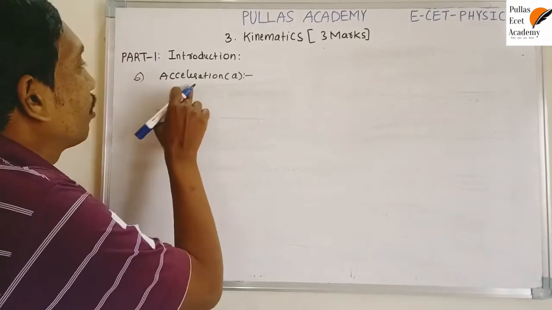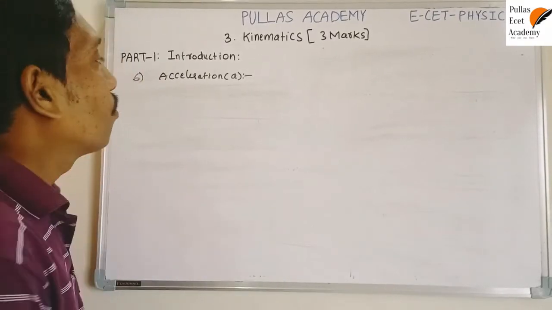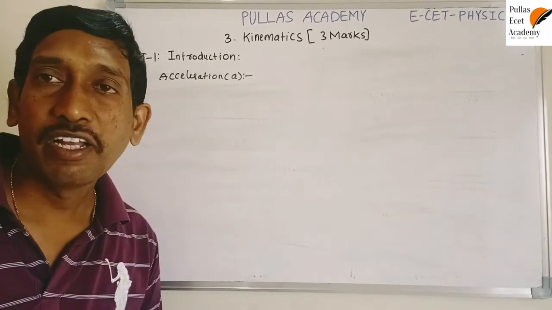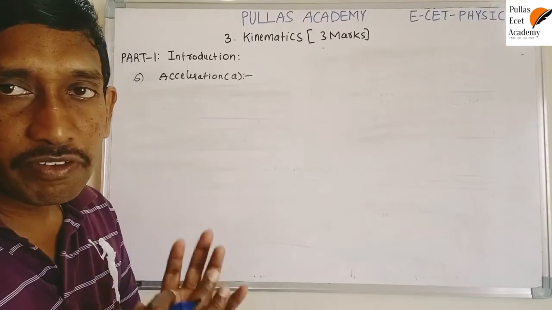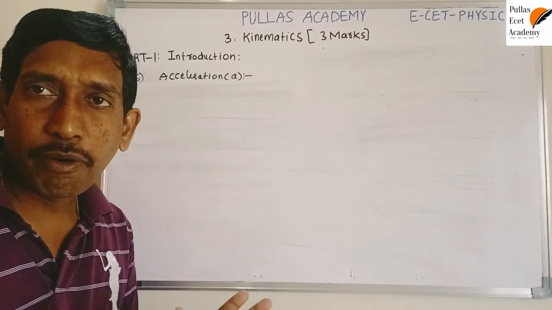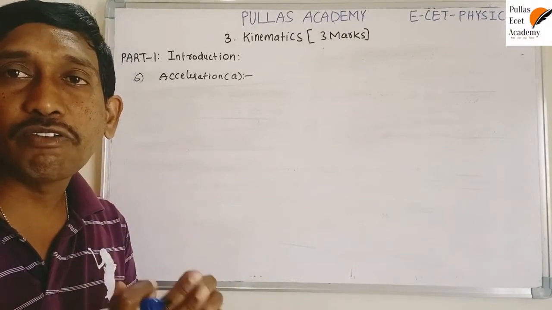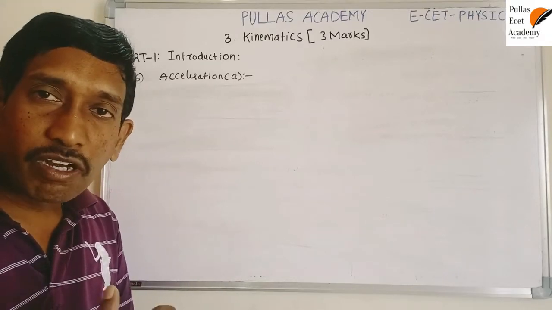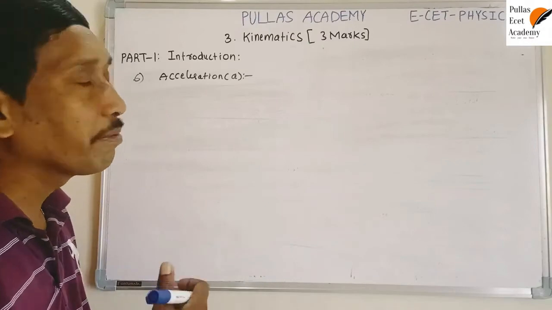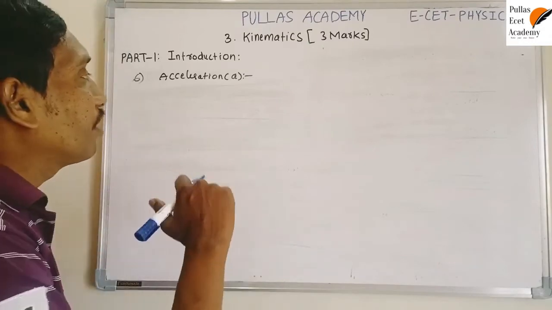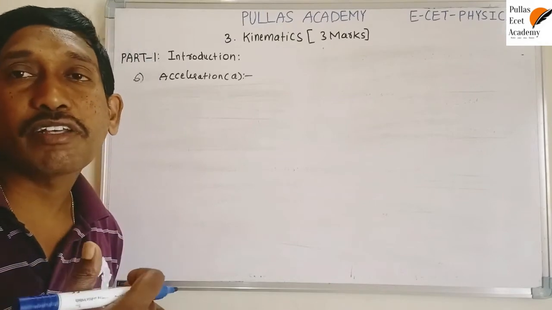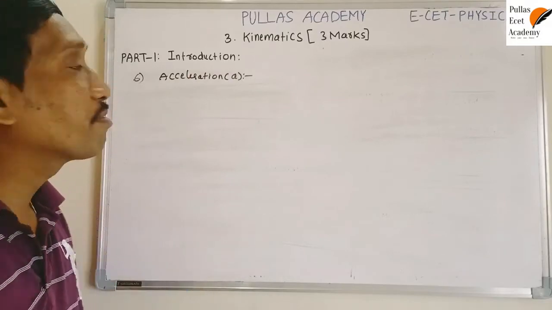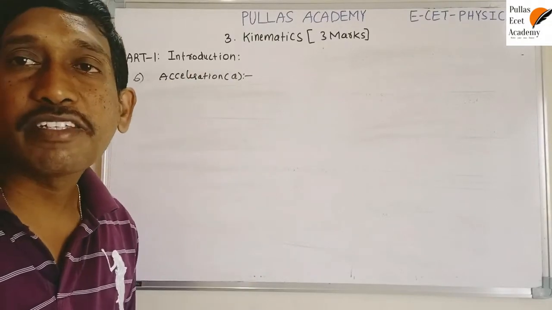Now we are going to discuss one more introduction point, that is acceleration. What is acceleration? Listen to me. If an object is in non-uniform motion, we define acceleration. Do you know the difference between uniform and non-uniform motion? Uniform motion is when the body covers equal distances in equal intervals of time. If it does not cover equal distances in equal intervals of time, that is non-uniform motion. So in non-uniform motion, the speed or velocity of the body changes with time. That's why, when velocity changes with time, we need to define one more parameter, that is acceleration.